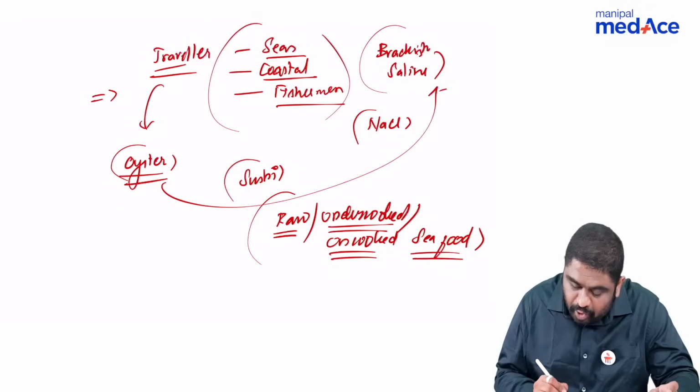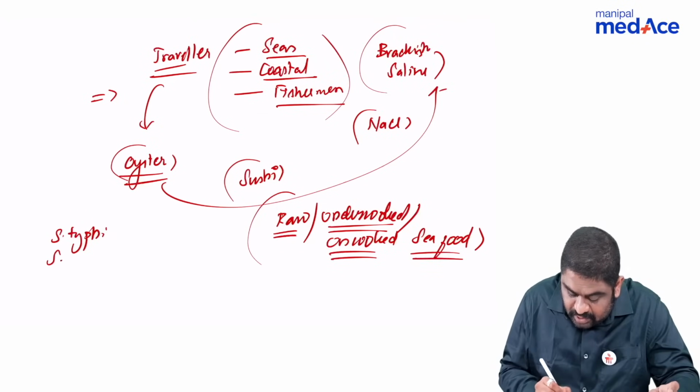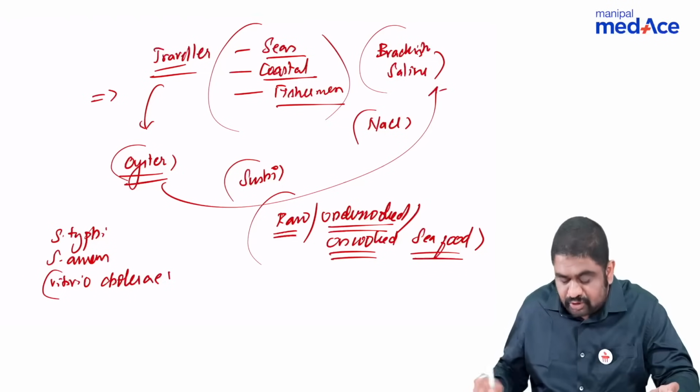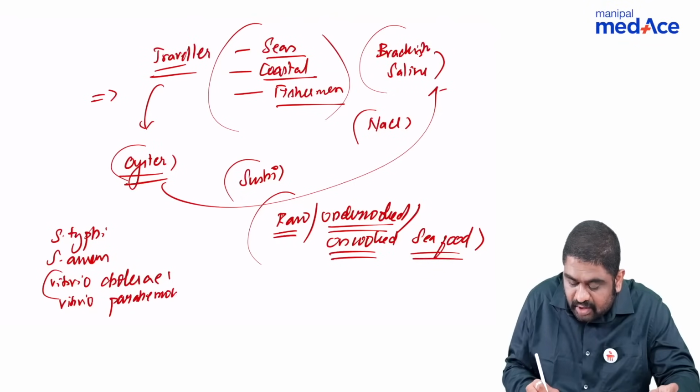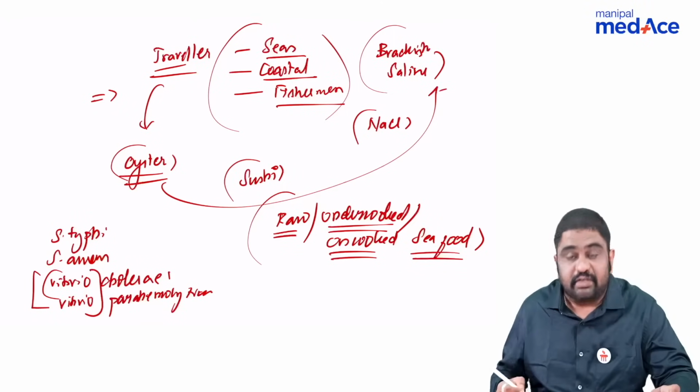So they had given options of S. typhi, Staphylococcus aureus, Vibrio cholerae. Some students said Vibrio cholerae was not given. Some students said Vibrio cholerae was given. Along with that, Vibrio parahemolyticus was given. The moment I heard parahemolyticus, I was very happy because both the Vibrios are capable of surviving in seawater.